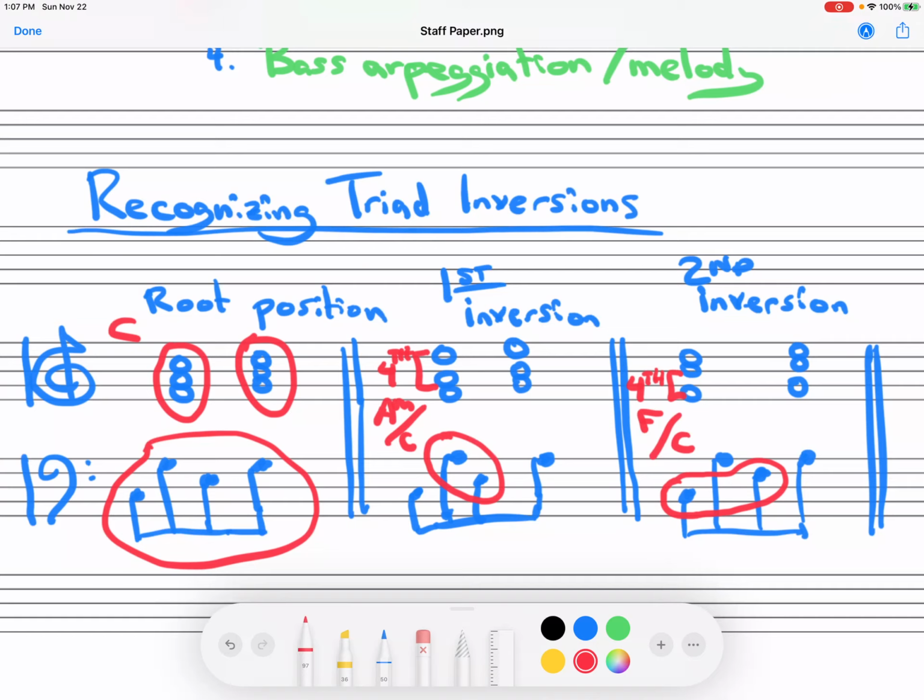Now, in the next videos, I'm going to show you what this looks like in music and show you the purpose and how these second inversion chords are used. So we're going to focus on second inversion.